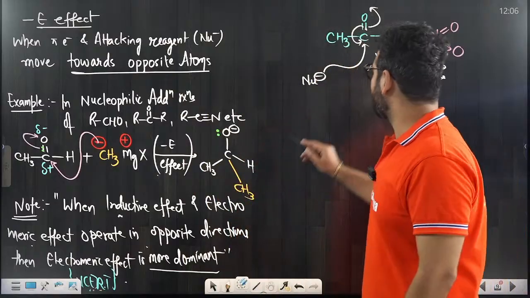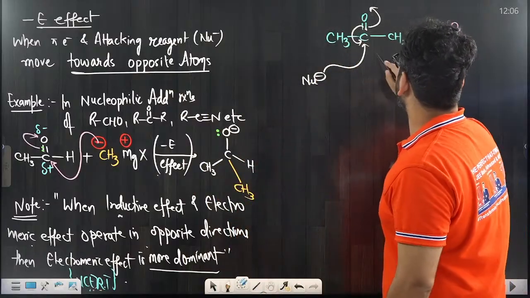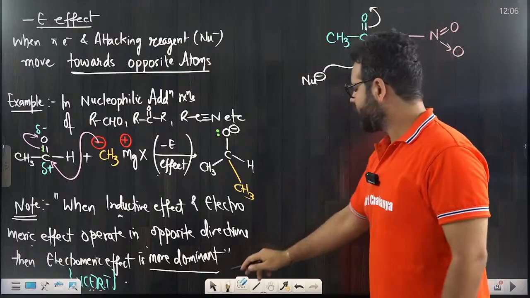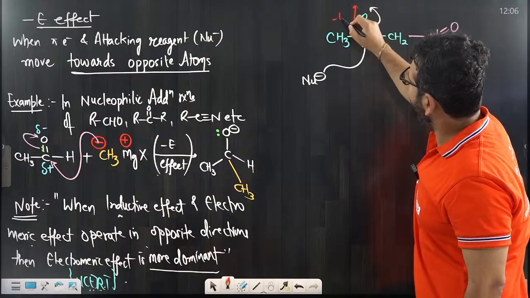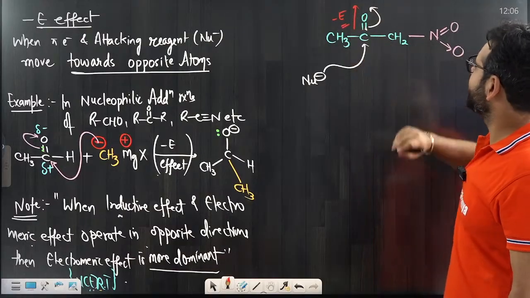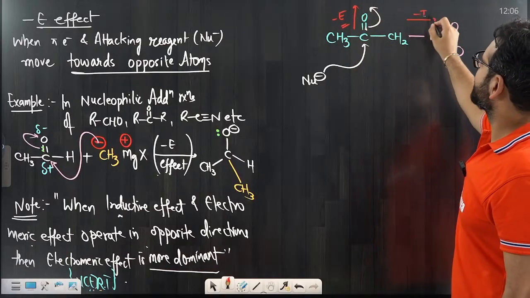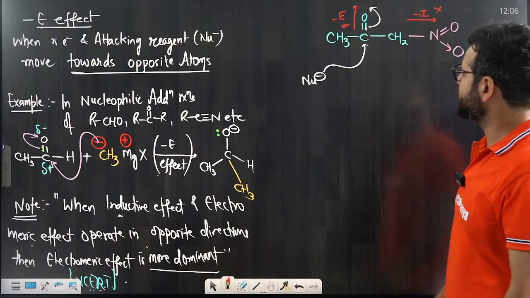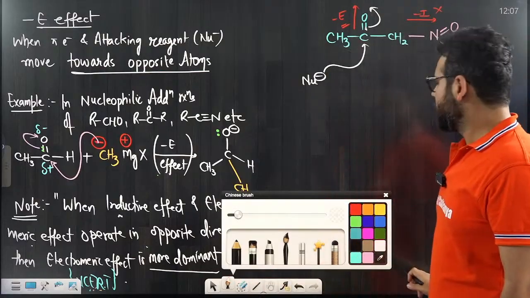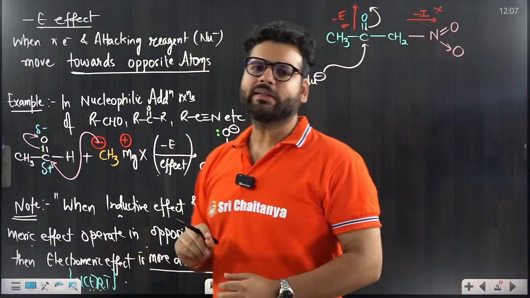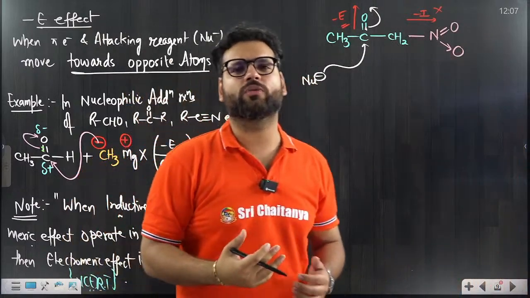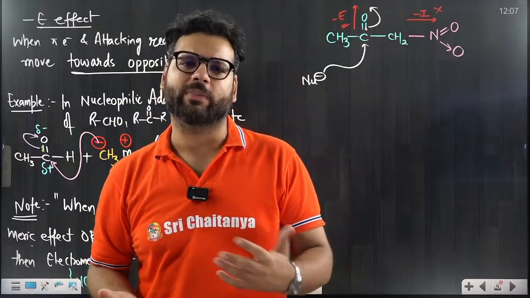So this is what they are trying to say here. Although there is a minus I, still electrons will move according to plus minus E effect. This is minus E effect. They are not moving according to minus I effect. This is all about electromeric effect. Only simple questions can be asked. They can show you a reaction and ask you which of the following is plus E, which of the following is minus E.